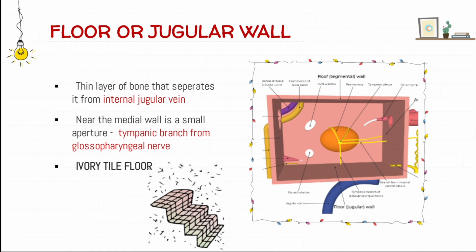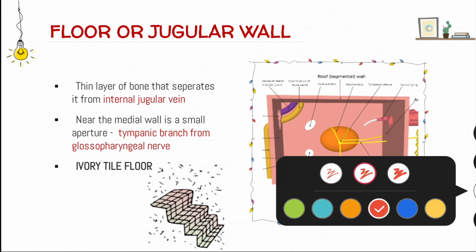Moving on to the floor. You're planning to pave your floor with ivory tiles. Ivory tile floor. That is the mnemonic. Ivory, I for internal jugular vein, and T in the tile for tympanic branch from glossopharyngeal nerve. So this thin layer of bone in the floor, it separates the internal jugular vein from the middle ear.